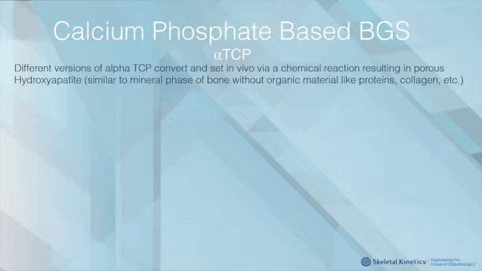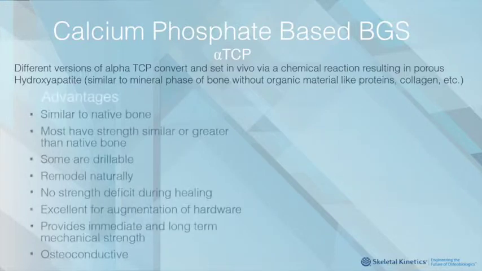There are several different types of alpha-based calcium phosphates that set in vivo and chemically convert, resulting in a porous hydroxyapatite matrix. These types of matrices are similar to the mineral phase of bone without organic material like proteins, collagens, etc. The advantages of these materials are that chemically, they are similar to native bone. Structurally, they are similar or greater in strength than that of native bone.